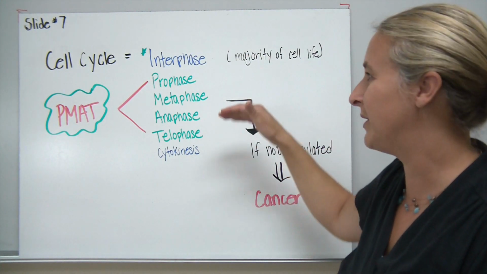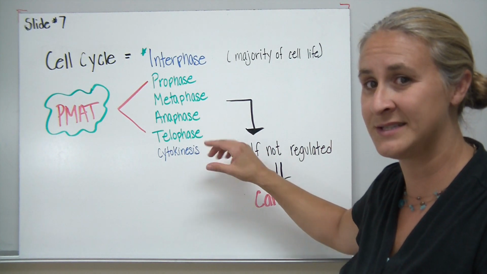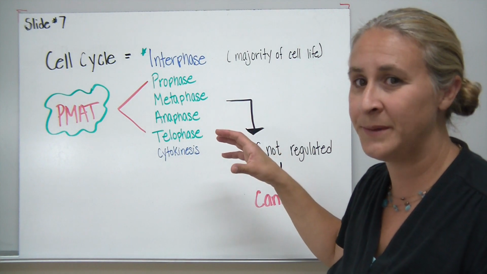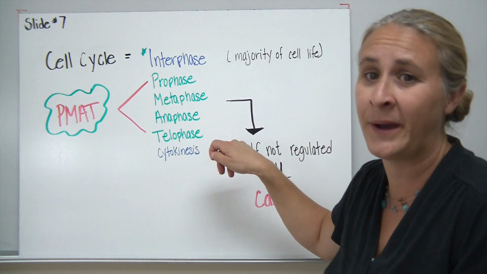During cell division, where it's going through prophase, metaphase, anaphase, telophase, and cytokinesis, the active parts of mitosis, it's a very short period of time for most cells. A lot of cells can carry out this process within about a half an hour.